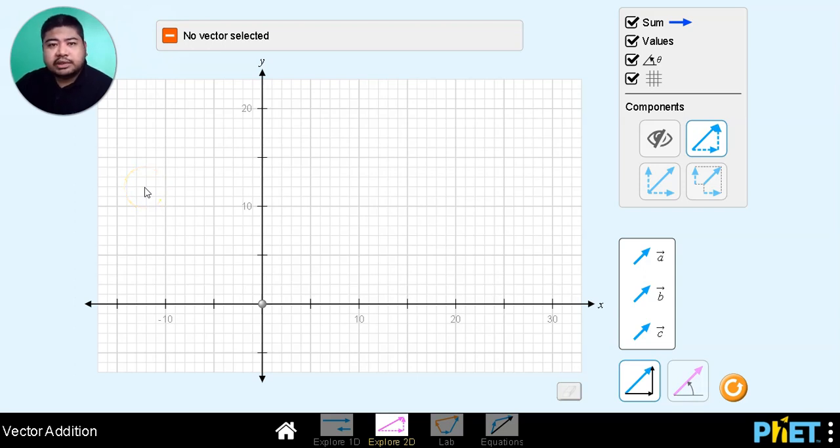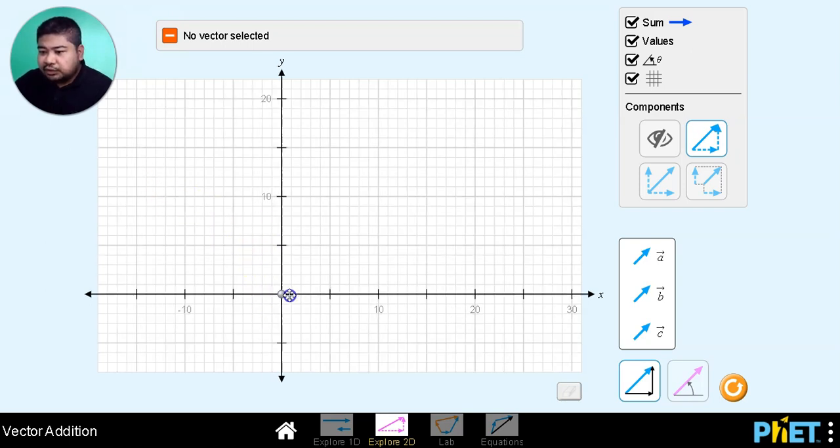This video is going to be a revision for you. In this video, I'm going to discuss resolving vectors and then how to add vectors to find the resultant vector. The resultant vector is basically the result of the sum of the vectors. We'll go to our simulation here.